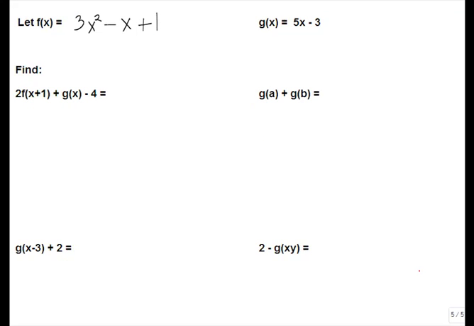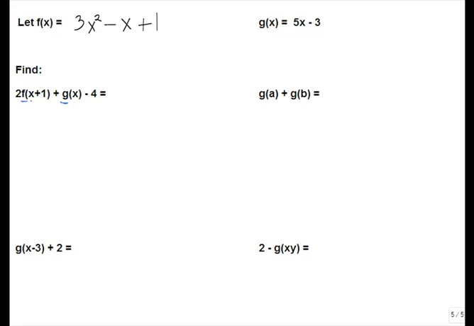Okay, now we're going to try a couple more examples here that are a little bit trickier because of the notation. So let's take a look at the two functions, f of x, which is 3x squared minus x plus 1, and g of x, which is 5x minus 3. The first one here says to find 2f of x plus 1 plus g of x minus 4. So notice a couple of things here. First of all, it mentions f and it mentions g, so we're actually going to end up using both functions.